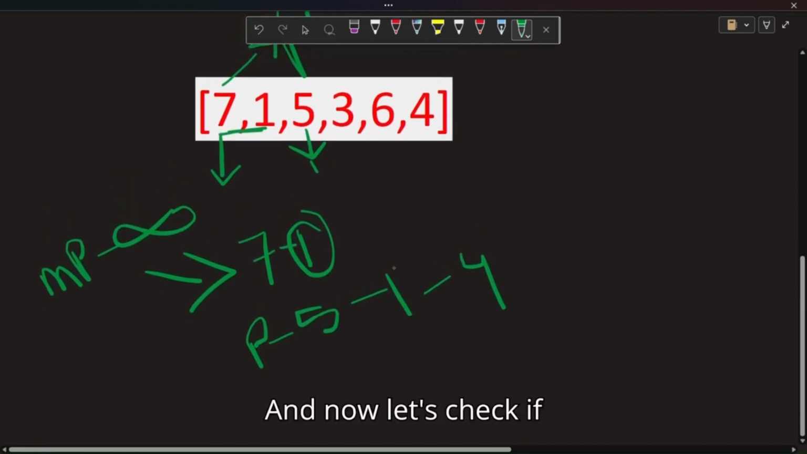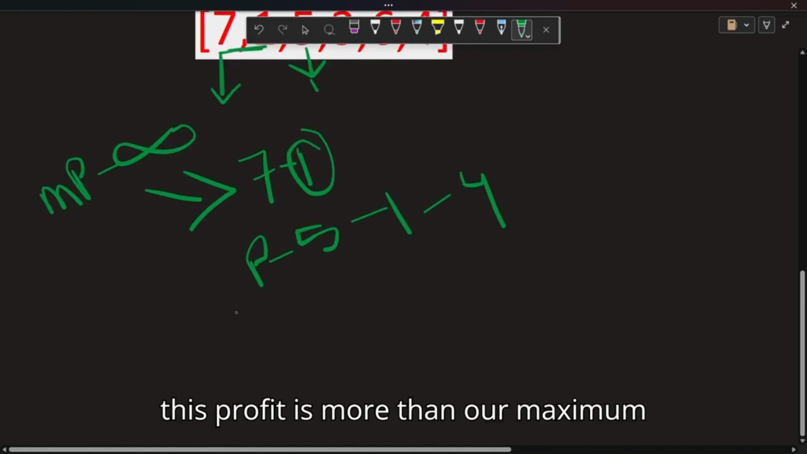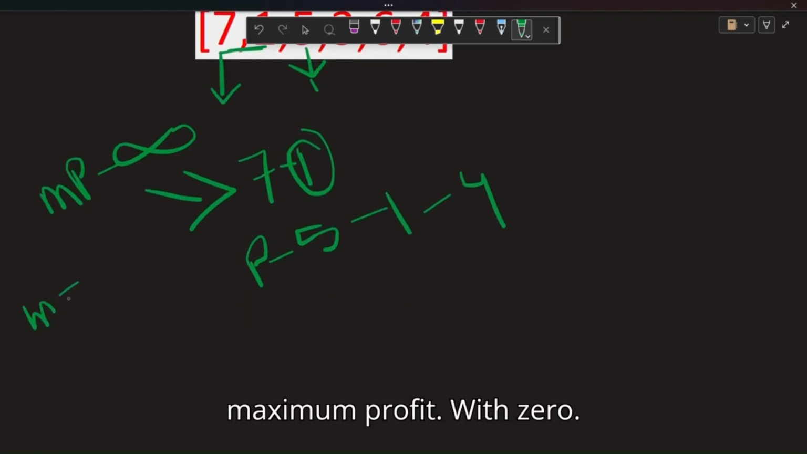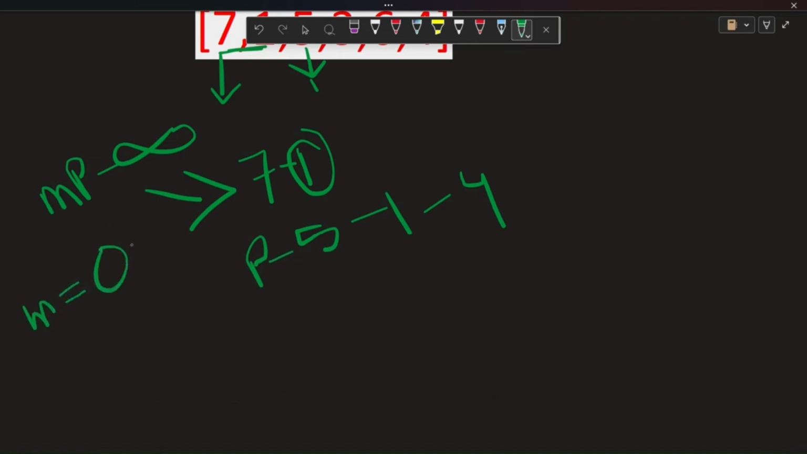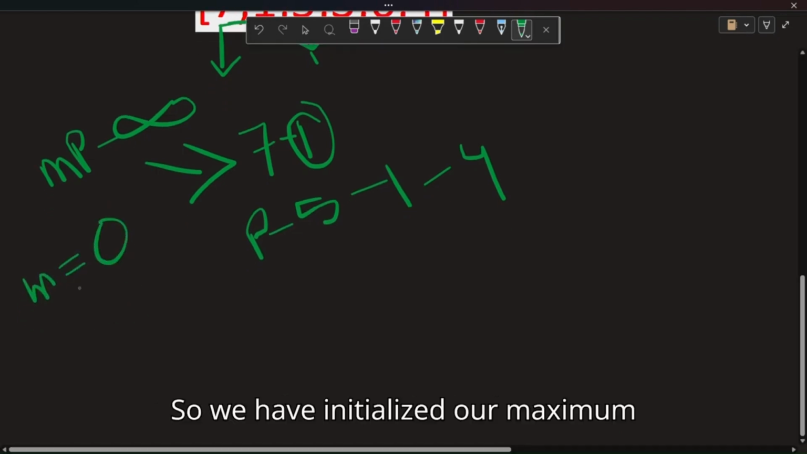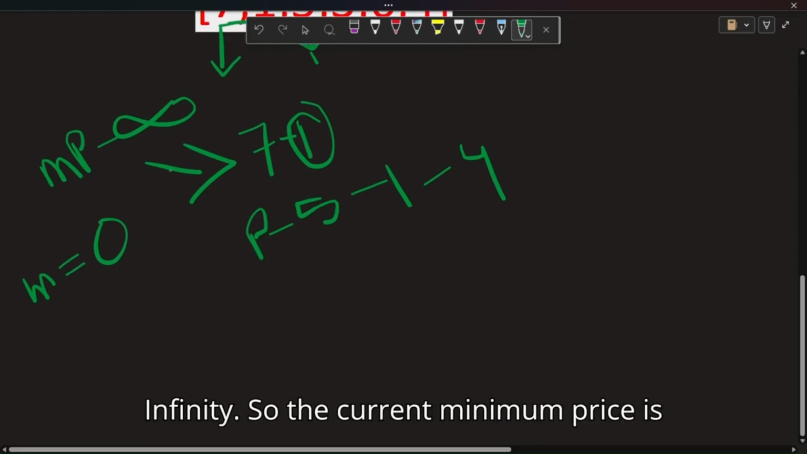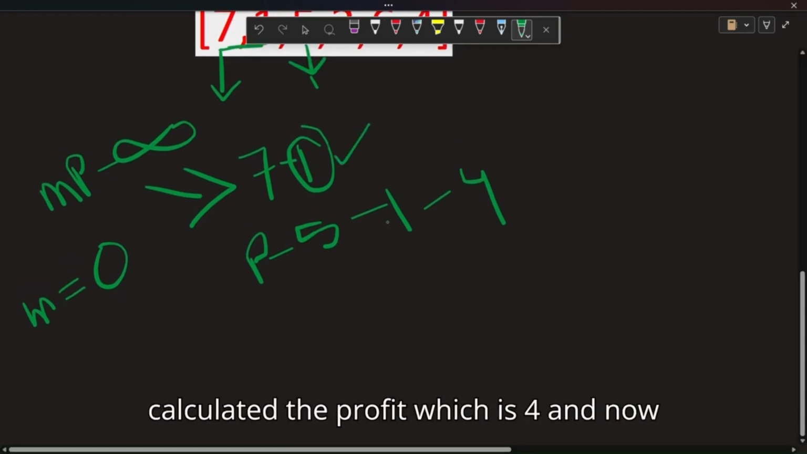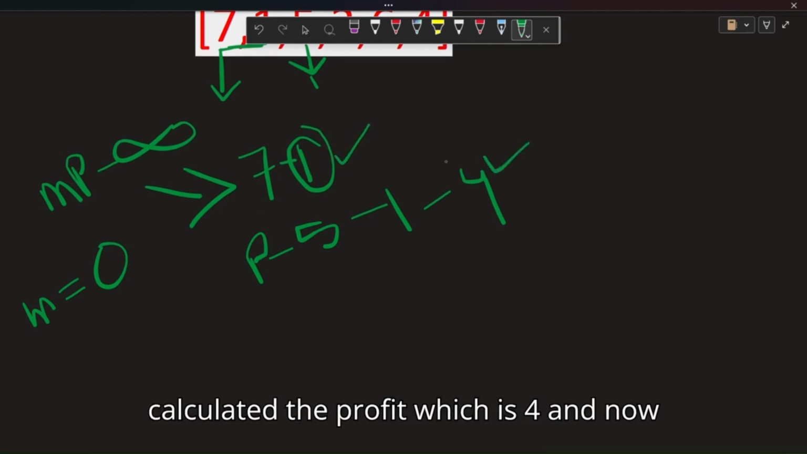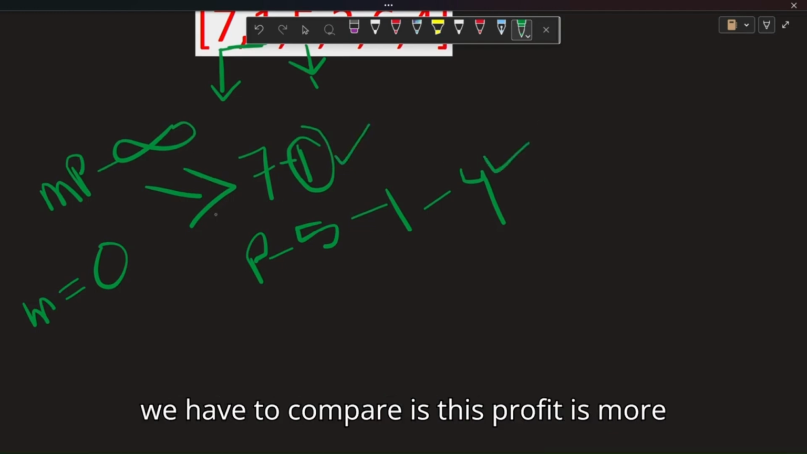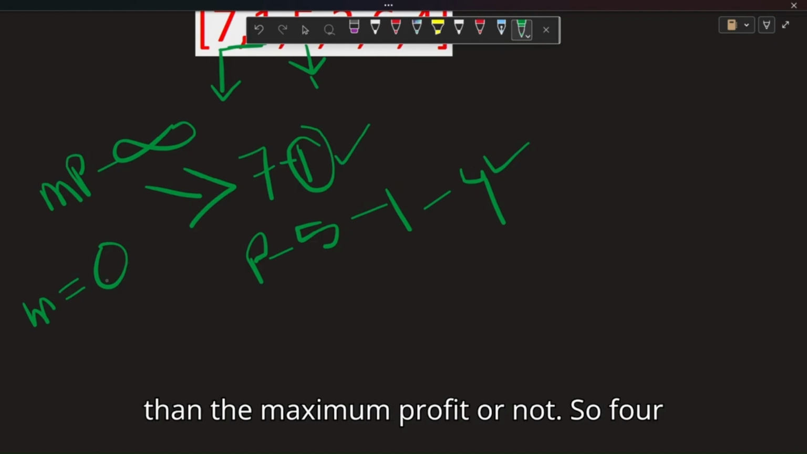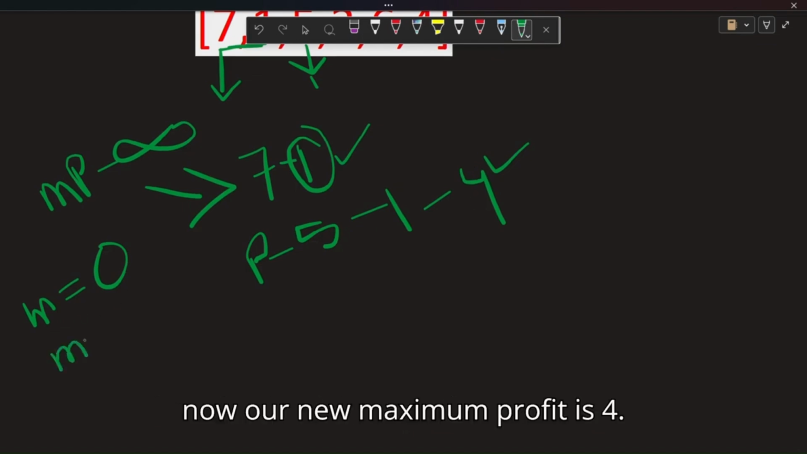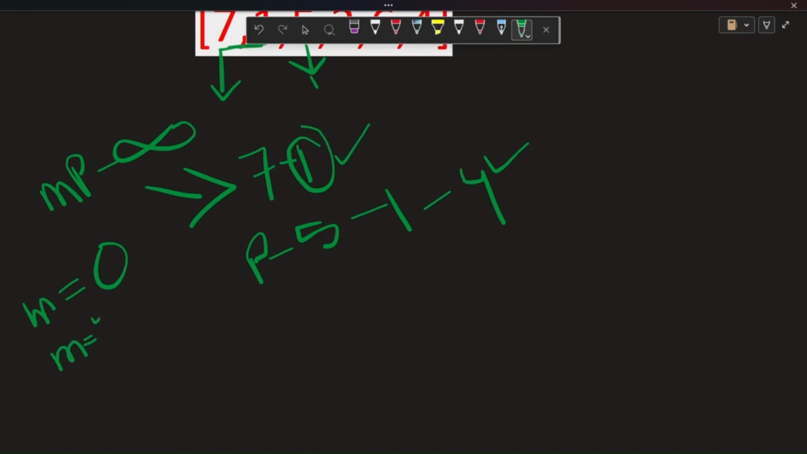And now let's check if this profit is more than our maximum profit or not. So we have initialized our maximum profit with 0 and minimum price with infinity. So the current minimum price is 1 and the current price is 5. We have calculated the profit, which is 4. And now we have to compare, is this profit more than the maximum profit or not. So 4 is obviously more than 0. So now our new maximum profit is 4.